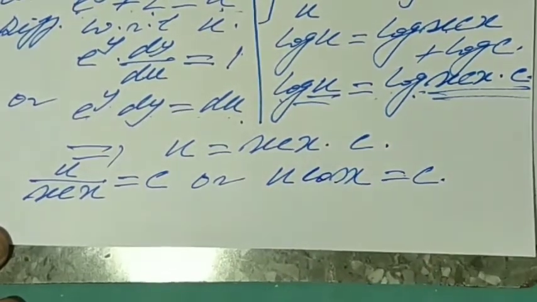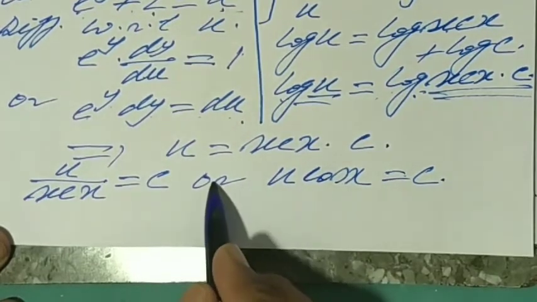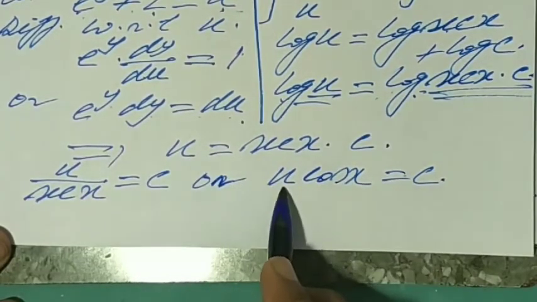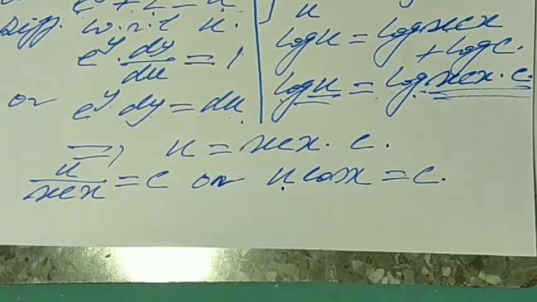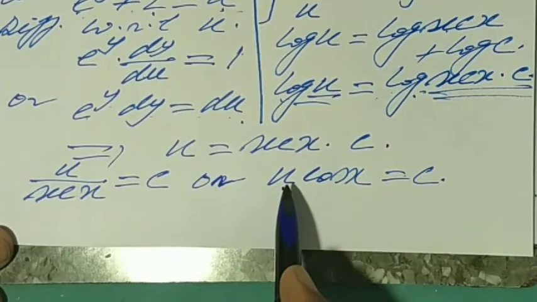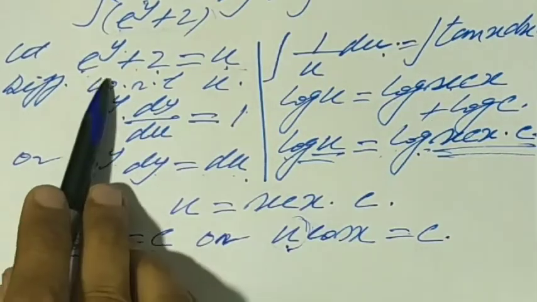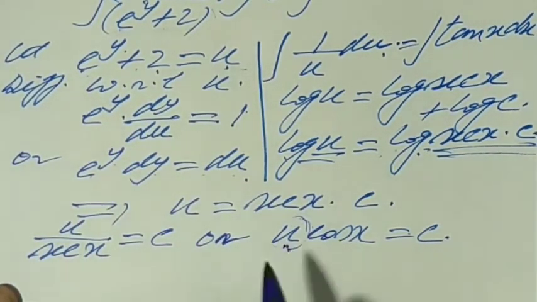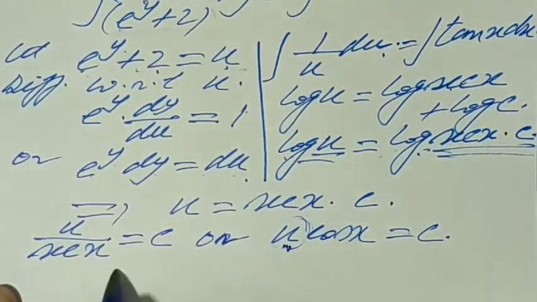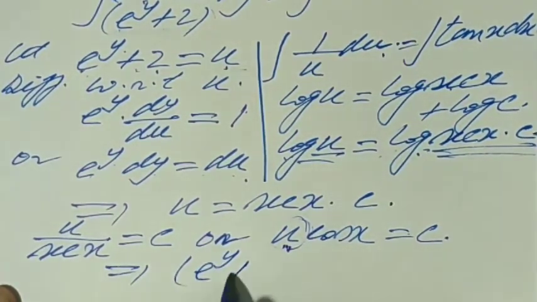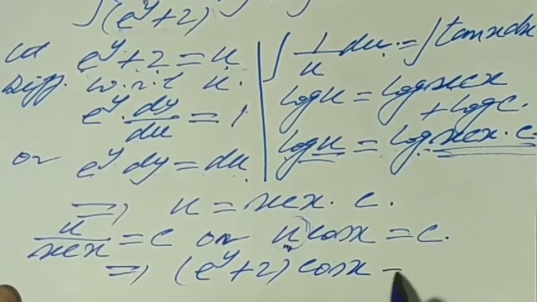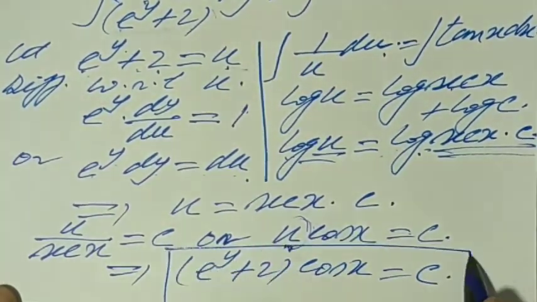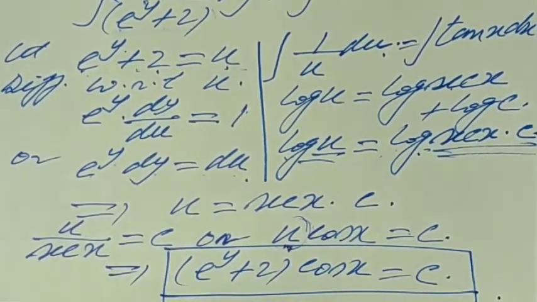is equal to c. But we don't leave the answer in terms of u or v, that means in terms of the variable which we have assumed. So we have to write it down in terms of x and y. So finally in the last step we have to write u as e raised to the power y plus 2, because that was our initial assumption. So replacing u by e raised to the power y plus 2, we get e raised to the power y plus 2 into cos x is equal to c, and this is our required solution of the given differential equation.